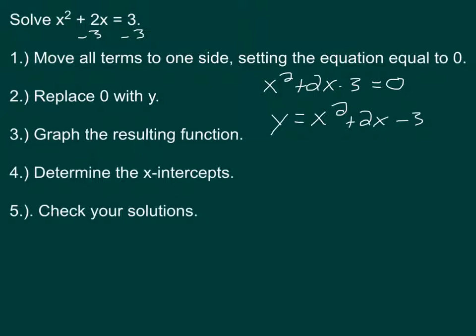I can graph it using any of the techniques that we did in the last chapter. Use x equals negative b over 2a, find the axis of symmetry, find the vertex, plug in other points, and you can generate your graph. Or you could use GeoGebra or some other graphing software. Since this is not a lesson on how to graph, let's just see what that graph would look like.